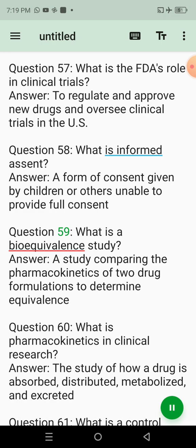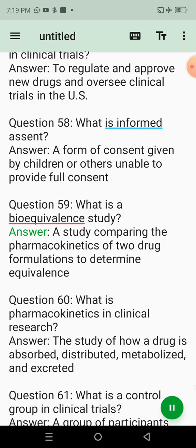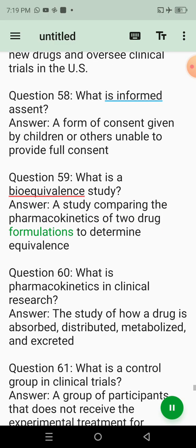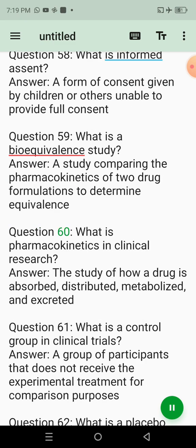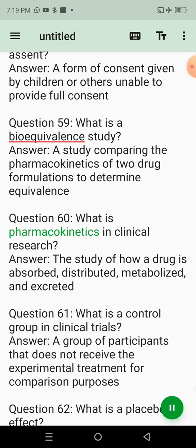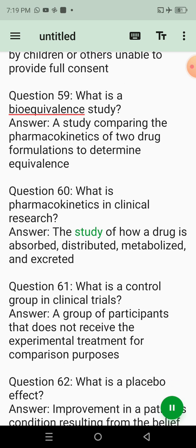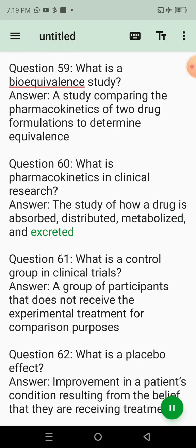Question 59. What is a bioequivalence study? Answer: a study comparing the pharmacokinetics of two drug formulations to determine equivalence. Question 60. What is pharmacokinetics in clinical research? Answer: the study of how a drug is absorbed, distributed, metabolized, and excreted.